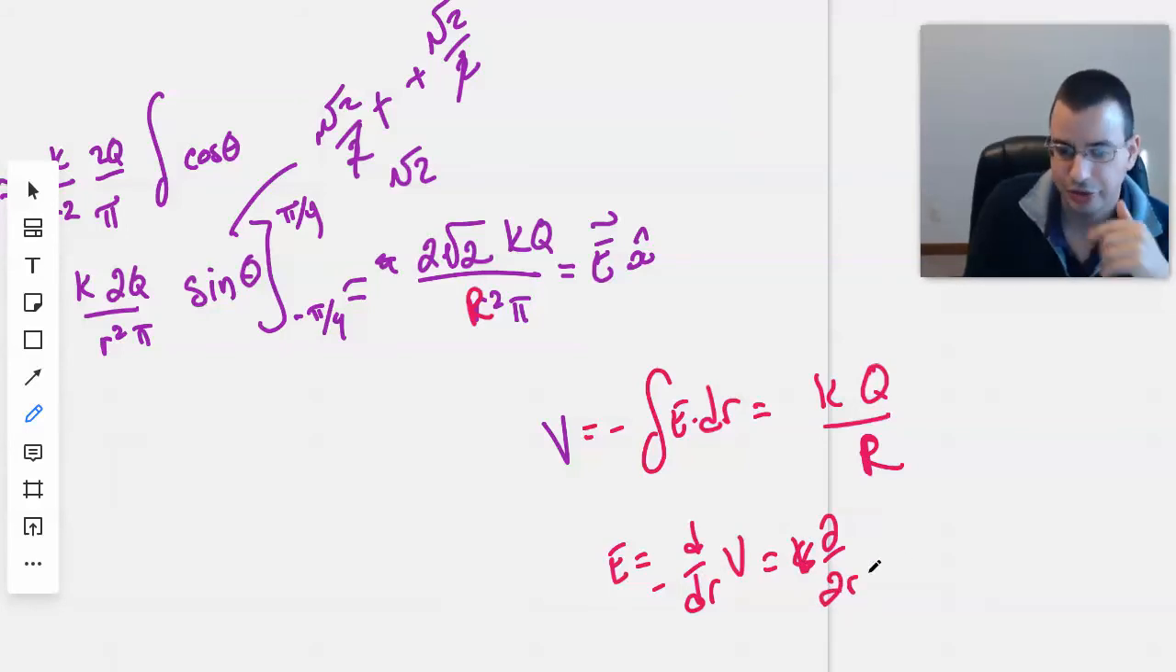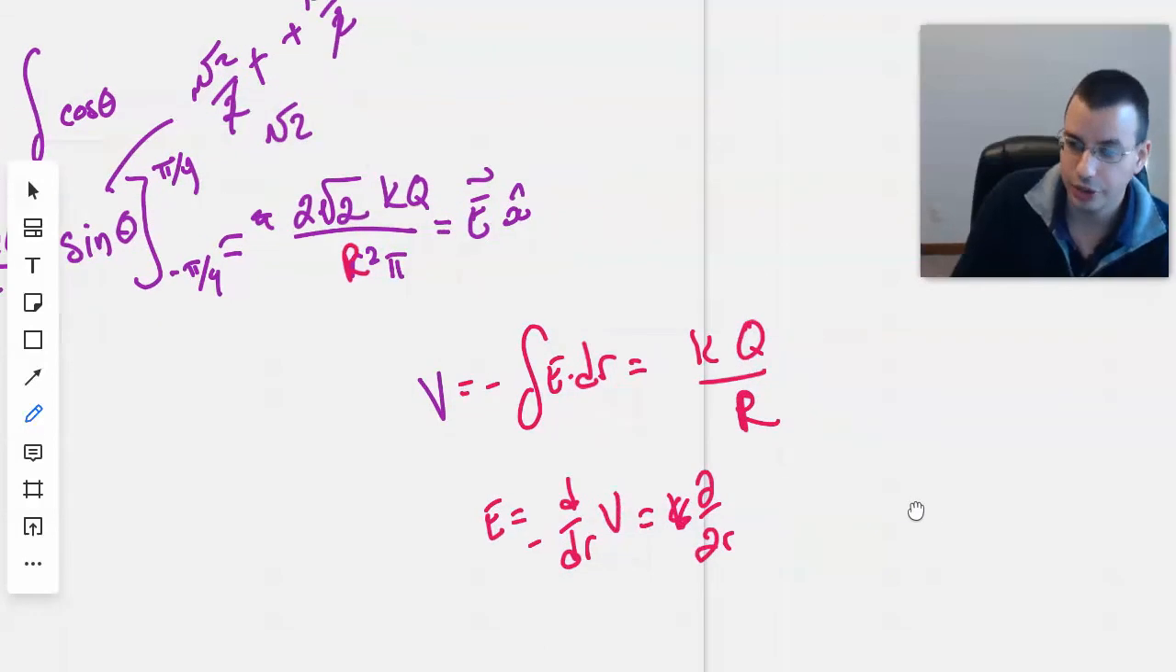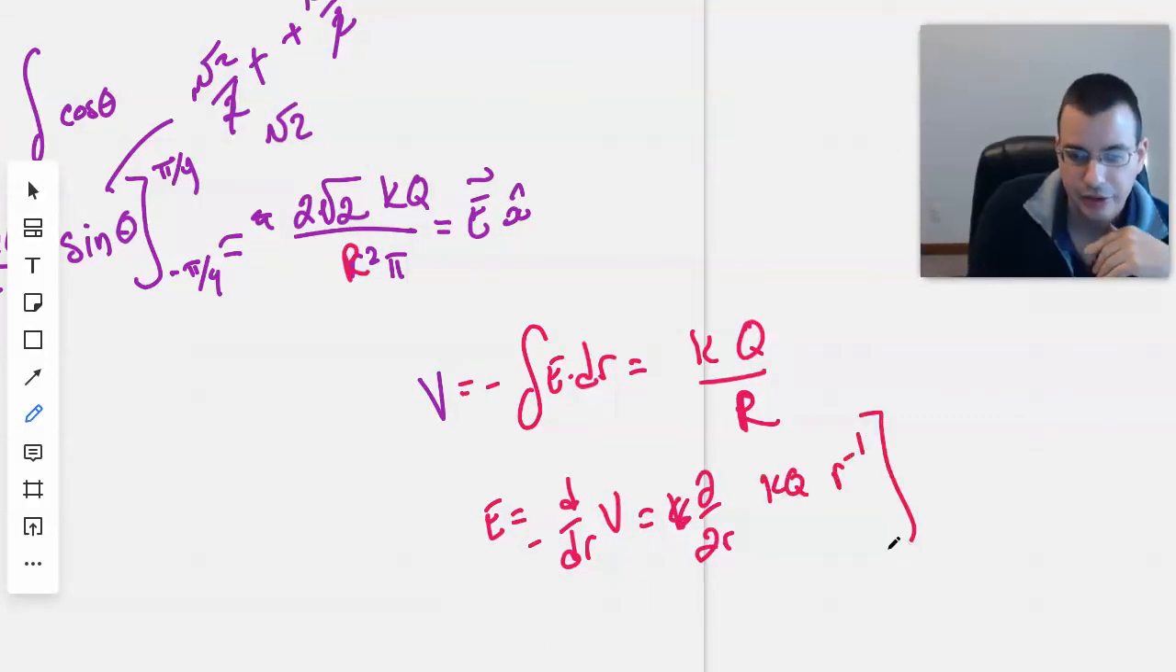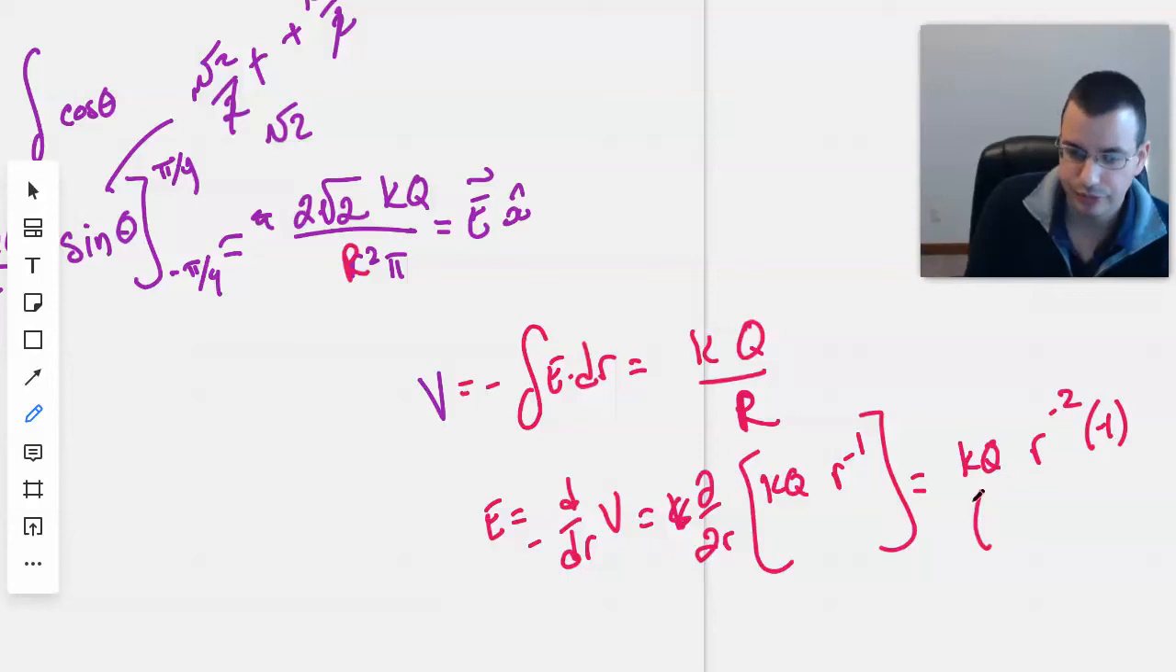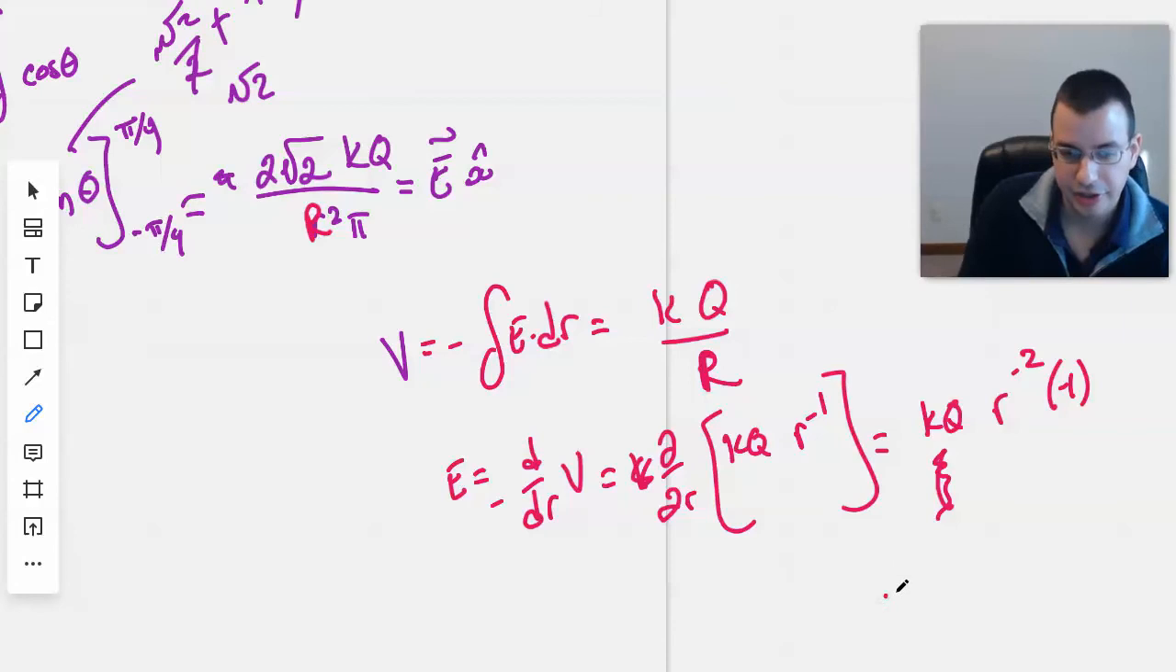that's just the partial derivative. It's the same thing in one dimension. K, Q, R to the negative 1. I know, I went back to small r's. K, Q, R to the negative 2 times negative 1, which would give us, ignore the negative sign because we're looking for just magnitude mostly, kq over r squared.